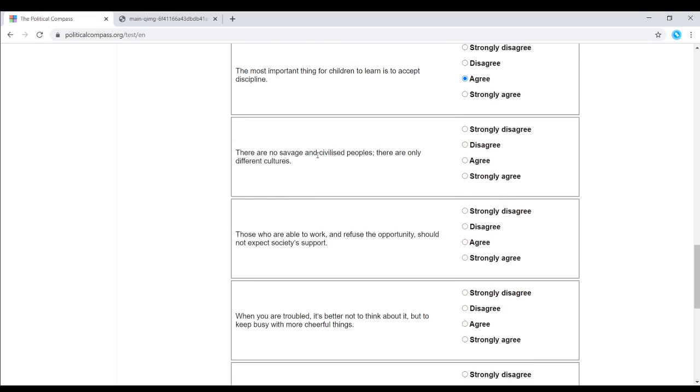There are no savage and civilized peoples. There are only different cultures. Okay, I'm going to disagree with that. And the reason I'm going to disagree with that is because what about Nazi culture?